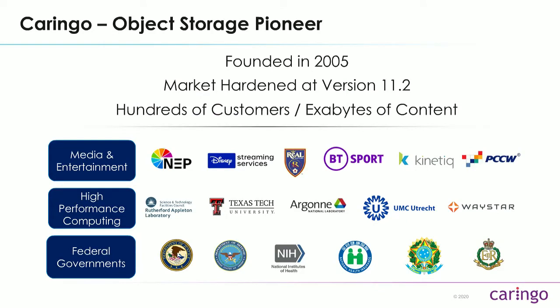I'm not going to spend a lot of time on this one. This is just a Caringo overview slide. If you're not that familiar with Caringo, we're object storage pioneers. We've been around for some time now, with a market-hardened version 11. We have a number of customers across a lot of different industries, but our targets are really media and entertainment. That includes sports video, houses of worship, educational videos, high-performance computing, and also federal and local governments.